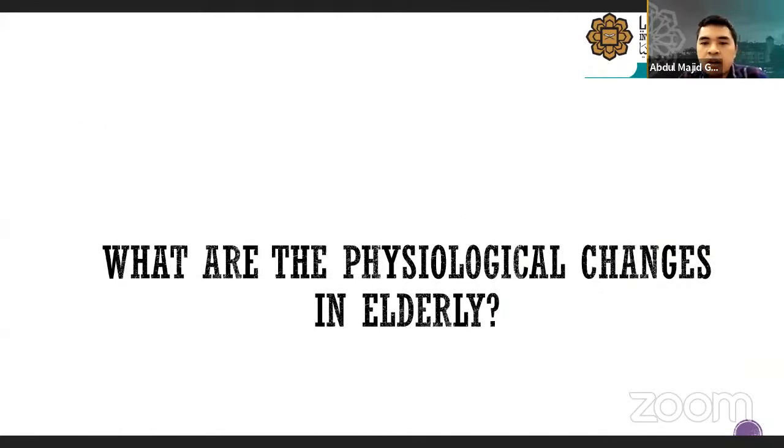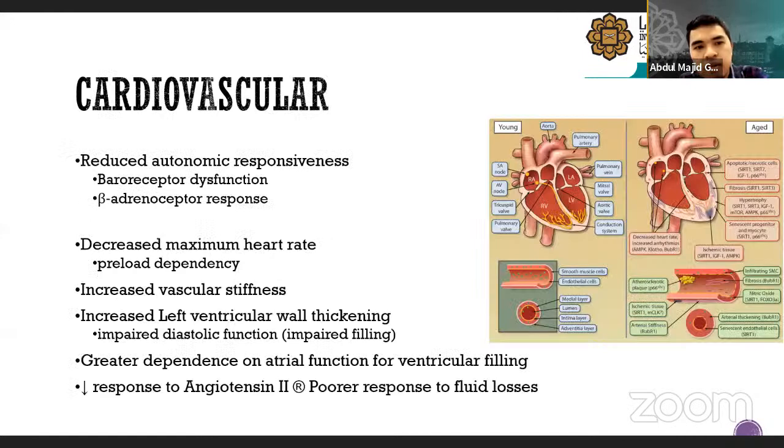So what are the physiological changes in the elderly? Let's talk one by one based on the organ. In cardiovascular, there will be reduced autonomic responsiveness due to baroreceptor dysfunction, and beta adrenoreceptor reduced response. There will also be a decreased maximum heart rate due to the above factors.